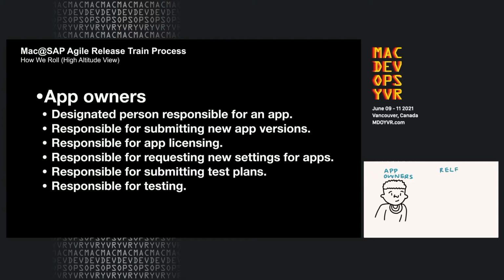Now, these responsibilities ensure that the app owner has a vested interest in the app both deploying and working properly. If it does not, the app is pulled from deployment, and the app owner has to answer for why this occurred. However, the app owners are not responsible for developing deployment solutions or figuring out how to deliver settings for their apps. These are handled by the release train support folks, which we'll be talking about next.